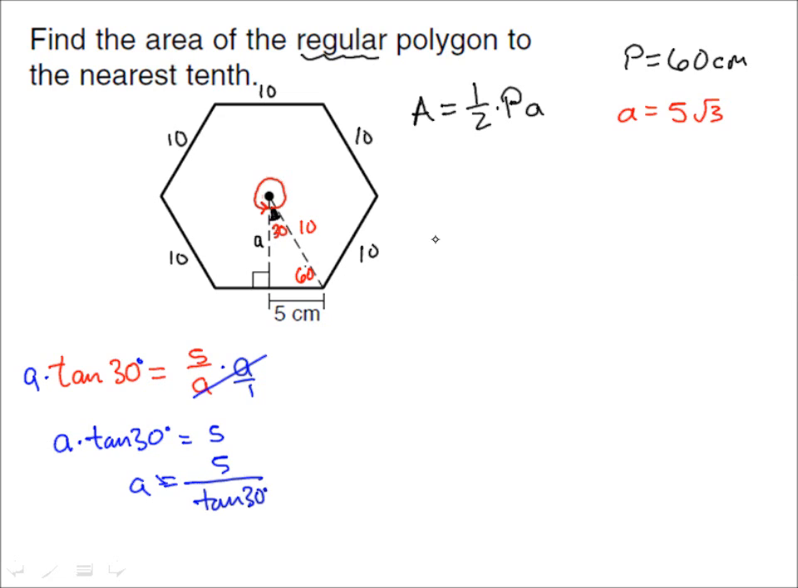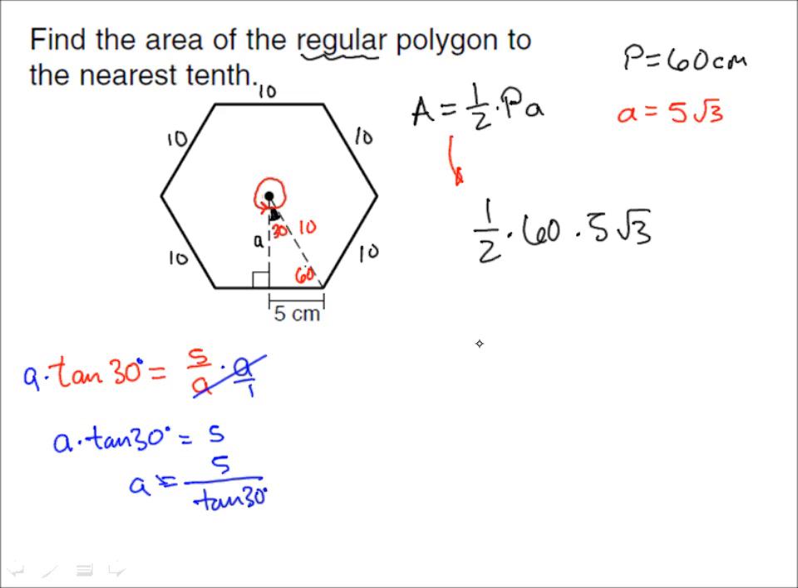Anyway, so then my area would equal right here 1/2 times the perimeter of 60 times 5 root 3. So if I'm rounding this to the nearest tenth, I have 30 times 5 root 3.